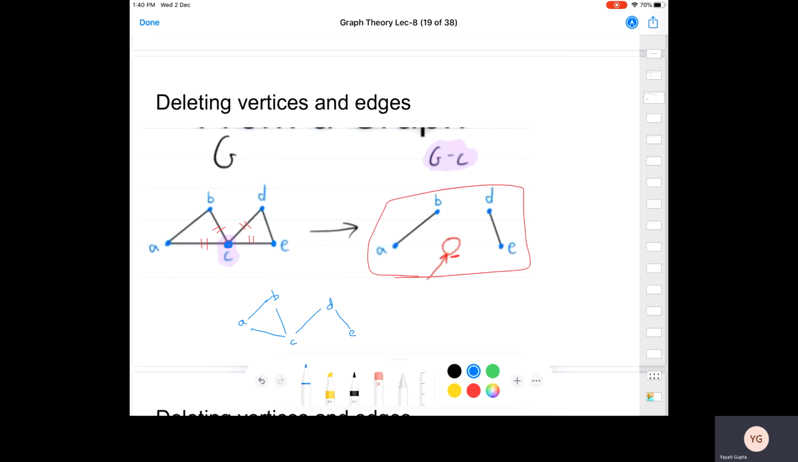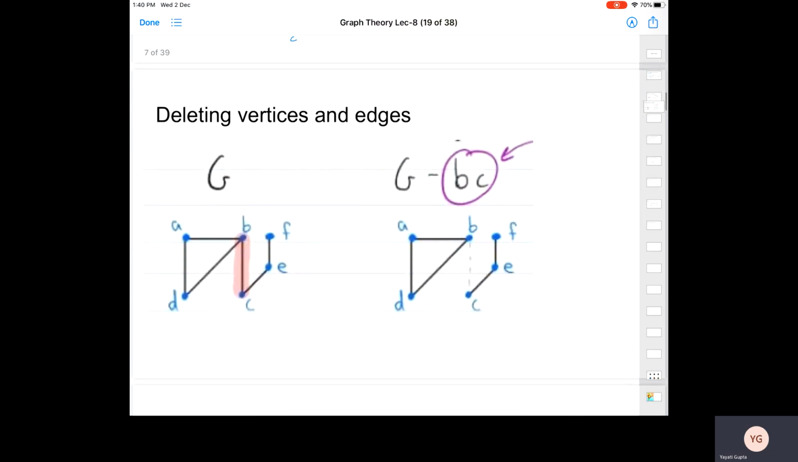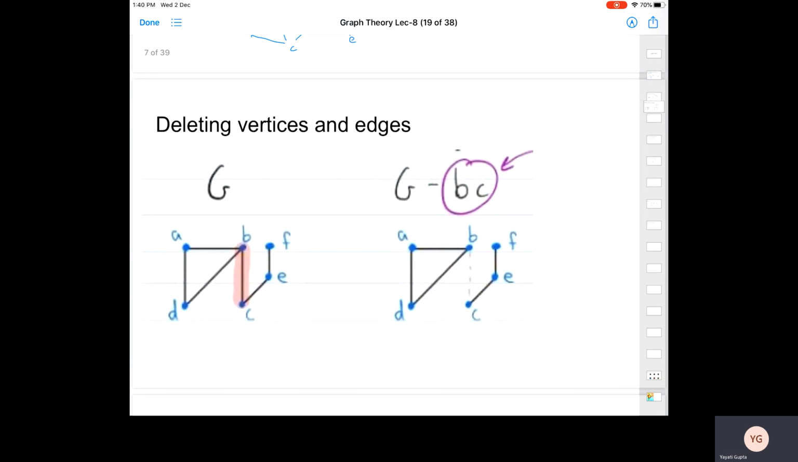So there is no edge CE here. Other than that, all the vertices and all the edges are there in the graph. As an example, if you delete this edge BC from this graph, what happens? Again, all the vertices are there, A, B, C, D, E, F. Only your edge BC is deleted.